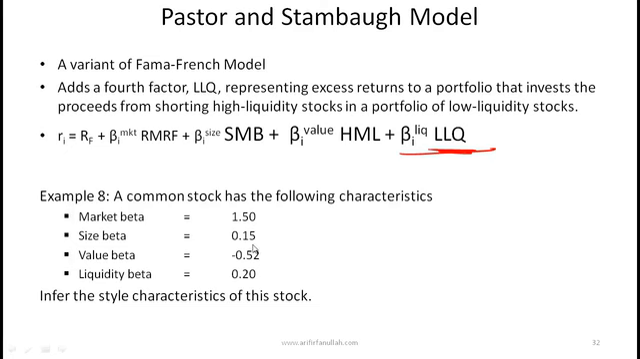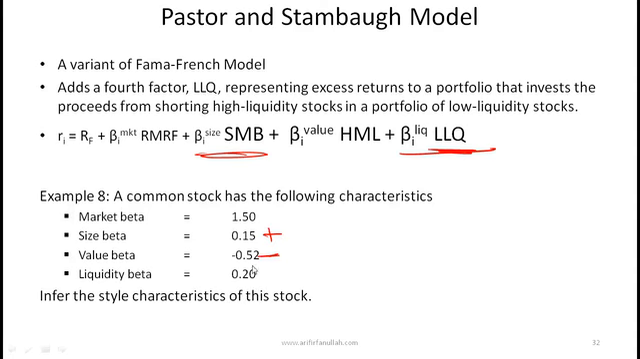Size beta of 0.15. Yeah, so it is on the small size because 0 would be average. If we have a positive number, so it is smaller than average, so this is increasing our required return. The value number is minus. It's a growth stock, so probably the market value is high relative to book value, so that makes sense. And the liquidity beta, so it's relatively illiquid. It is relatively illiquid or less liquid.